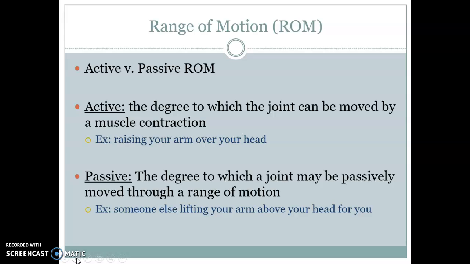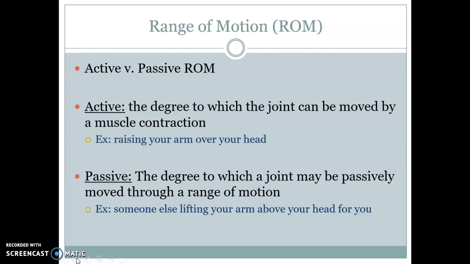Active range of motion is how much that joint can be moved by a specific muscle contraction. So an example of that would be you raising your arm over your head because you're activating your own arm muscles to lift your arm over your head.